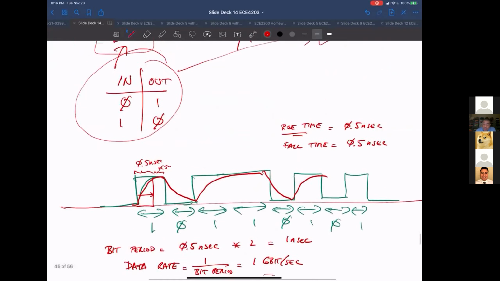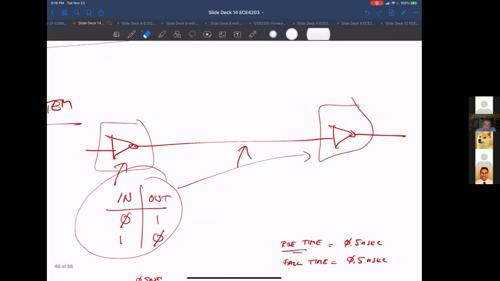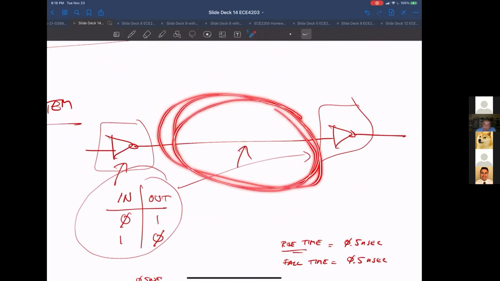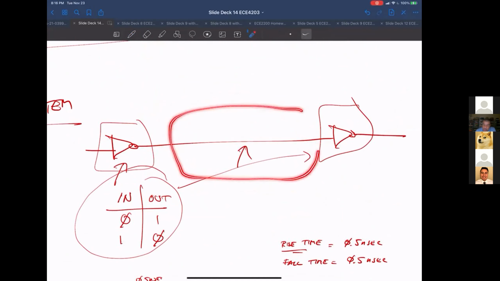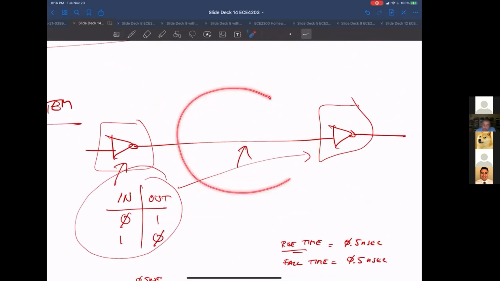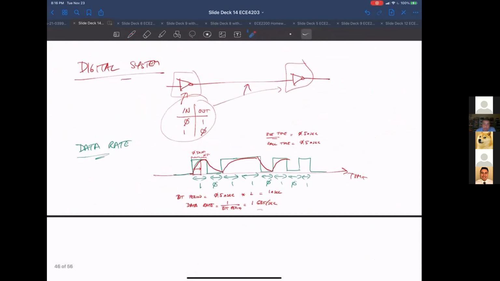Just make sure also, another important point is you're measuring everything at this middle point, right? Don't measure it here. Measure it where it's in between. Does that make sense? Yeah. Okay.